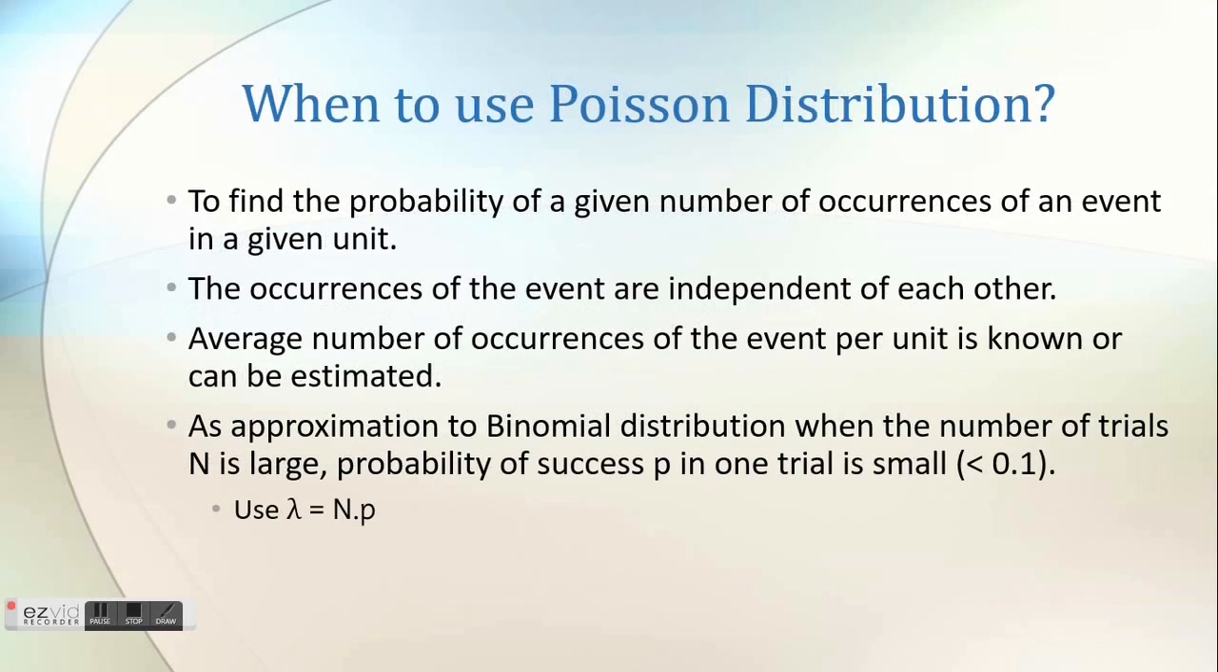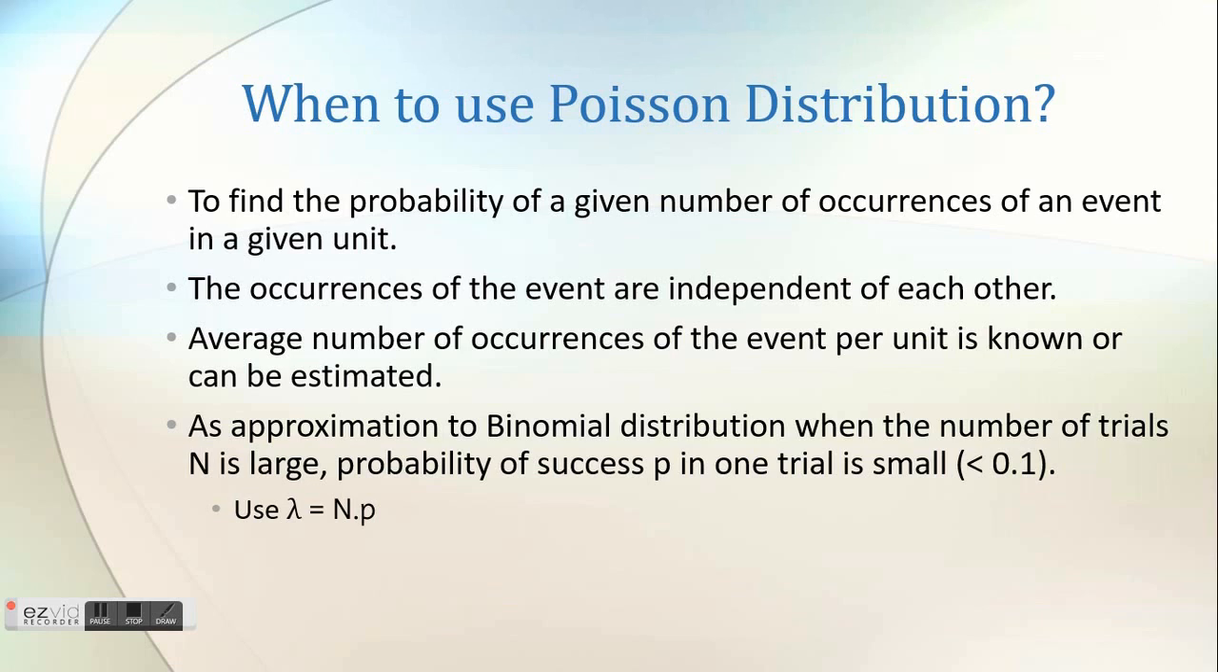Now when do we use Poisson distribution? As I said, it is used to find the probability of a given number of occurrences of an event in a given unit. However, there are certain conditions that should be satisfied for this distribution to be useful. One is that the occurrences of the event are independent of each other. What it really means is that the number of occurrences of the event in one instance of the unit is independent of the number of occurrences of that event in another instance of that unit.